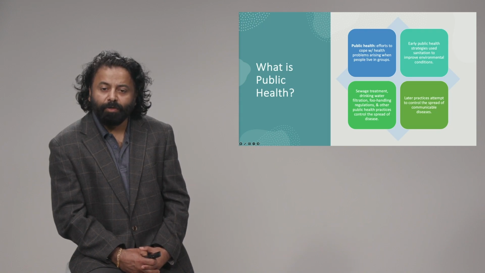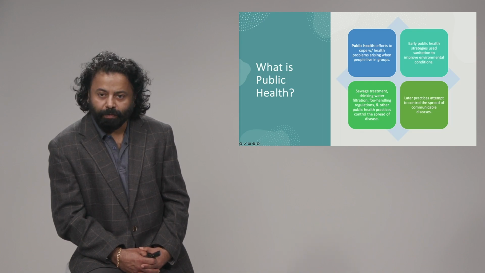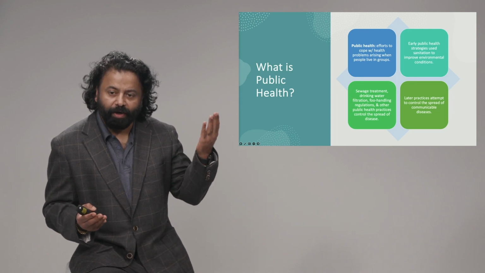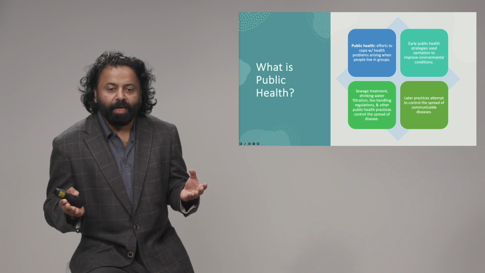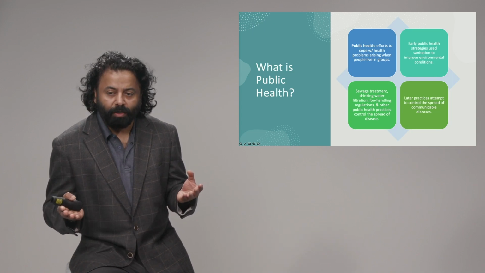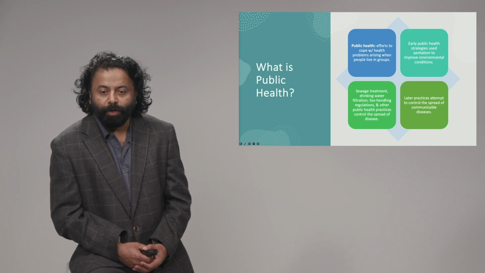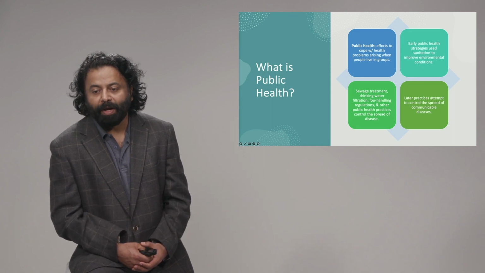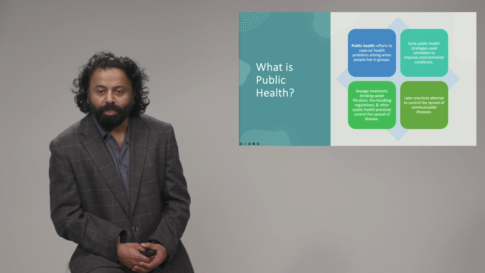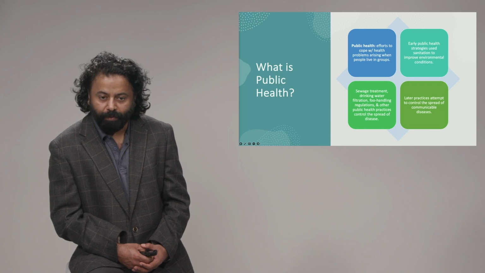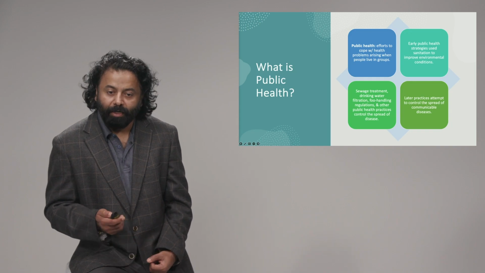Public health is a term used to describe efforts made by communities to cope with health problems that arise when people live in groups. Early public health strategies employed sanitation techniques to improve environmental conditions. Within the last century, sewage treatment plants, drinking water filtration, enforcement of food handling regulations, and other public health practices have helped to control the spread of diseases through the separation of sewage and drinking water. Later, public health practices attempted to control the spread of communicable diseases too.